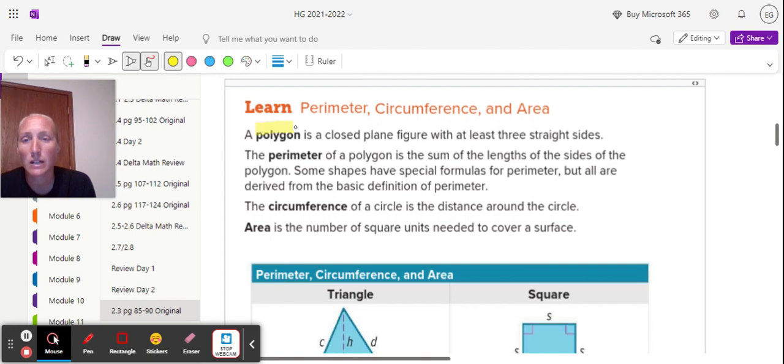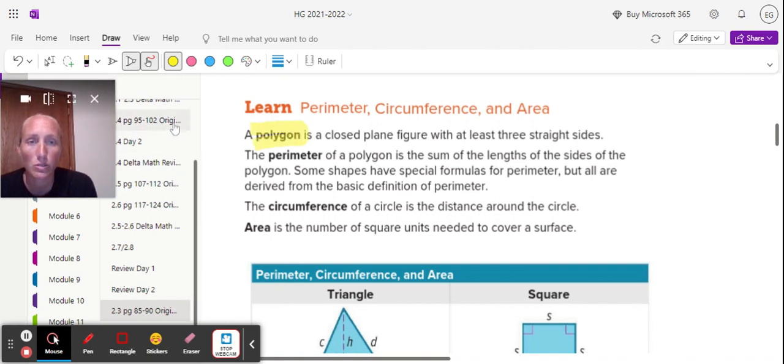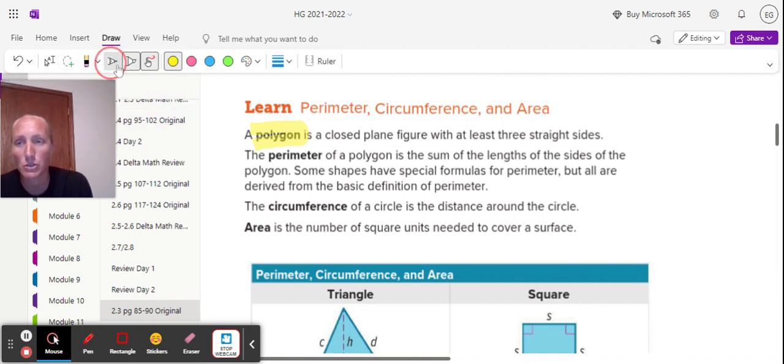A polygon, so our first term there, a polygon is a closed plane figure with at least three straight sides. So when you think polygon, I want you to think a flat figure, a two-dimensional figure. That's going to be what we're looking at here. We're going to talk 3D later on. We're going to talk 2D. Polygons are two-dimensional figures, and this is a specific type of thing.